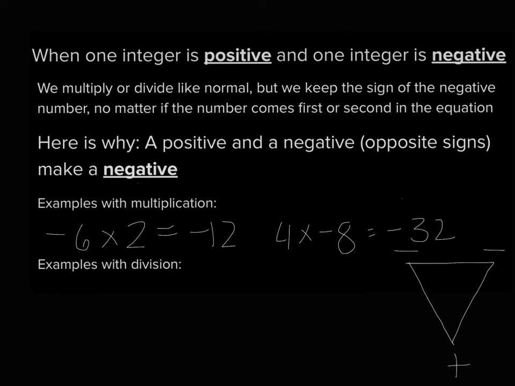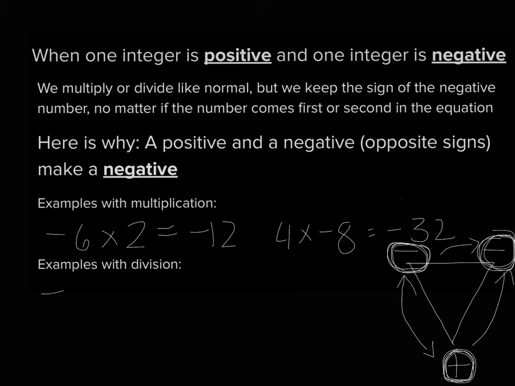So if we're using our triangle, we start at a negative. We're moving to our second number, which is a positive. And we're going to get our negative answer. Same thing the other way. We're starting with +4. We're moving to -8. And we're going to end up at -32.